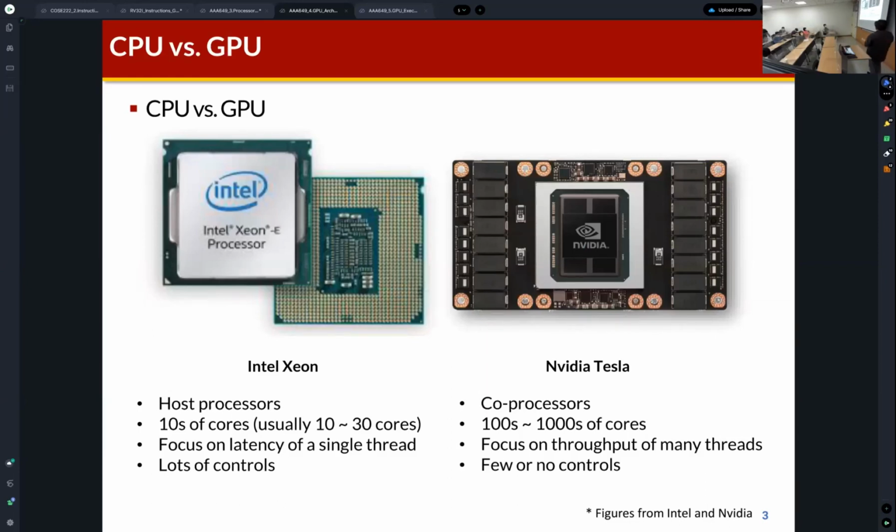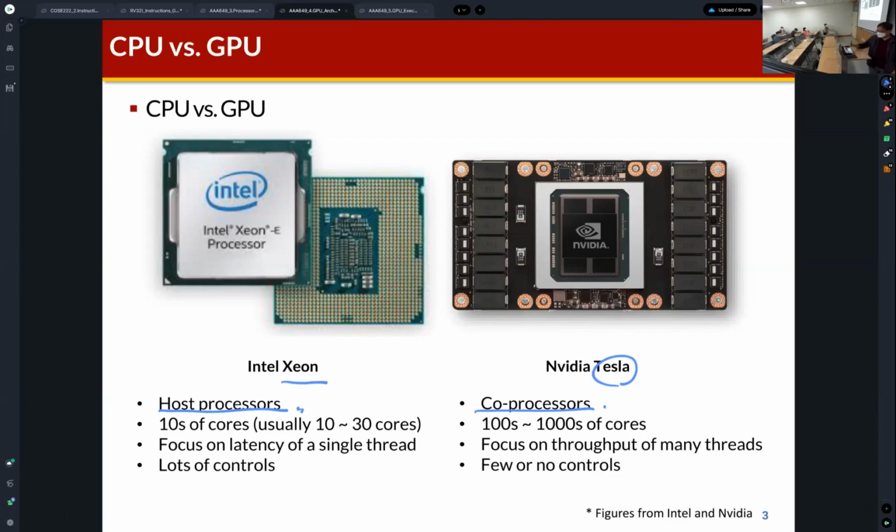So let us compare the CPU and GPU. As you can see, this is the Intel Xeon processor, a very high performance server processor, and this is the NVIDIA Tesla, a somewhat old generation GPU. The Intel Xeon processor is the host processor, the main processor that runs the operating system and any other general purpose CPU application. The NVIDIA Tesla GPU is actually the co-processor.